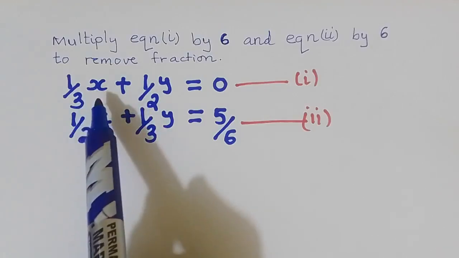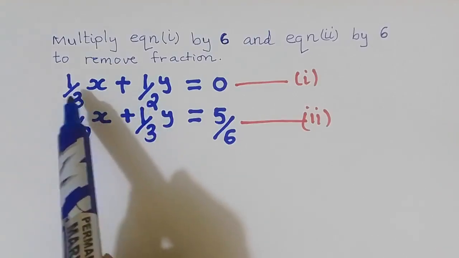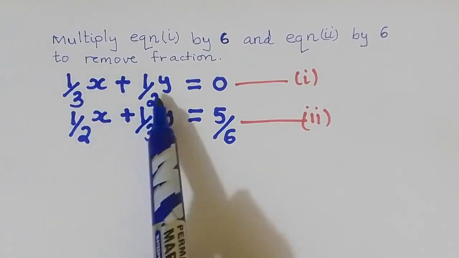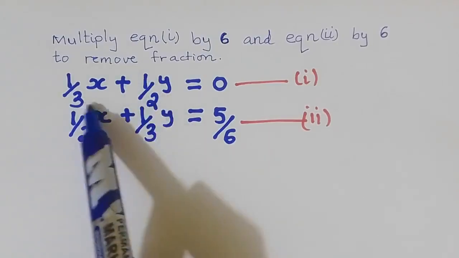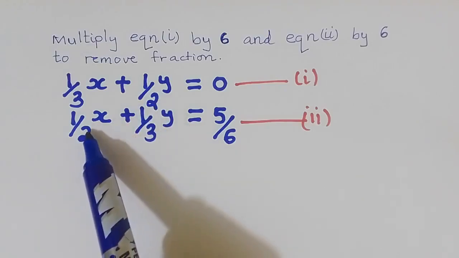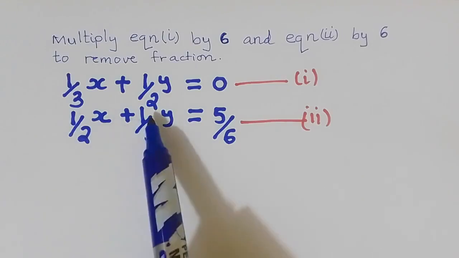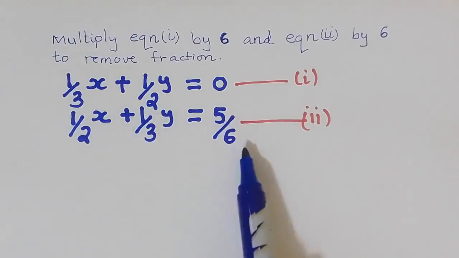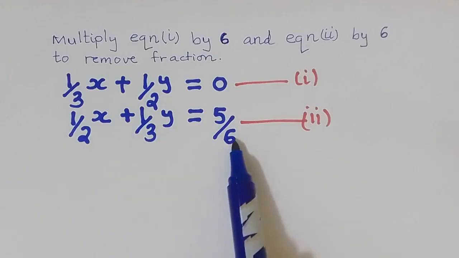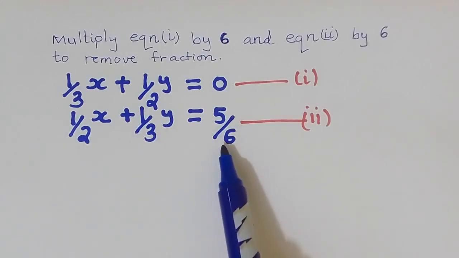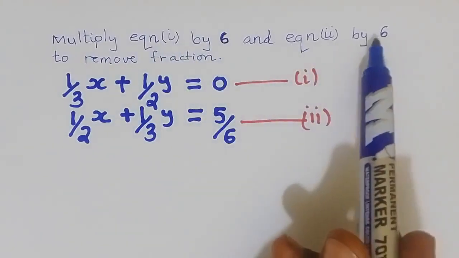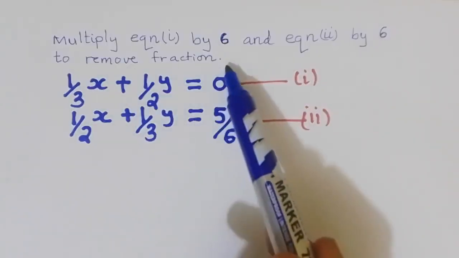Since my simultaneous equation involves fractions, for example in equation 1, 1 over 3 and 1 over 2, I'll find the LCM of these denominators. That is going to be 6. Equation number 2 also has fractions, 1 over 2, 1 over 3, and 5 over 6. I'm going to find the LCM of 2, 3, and 6 so as to eliminate the fractions. So I'm going to multiply equation number 1 by 6 and equation number 2 by 6 to remove the fractions.